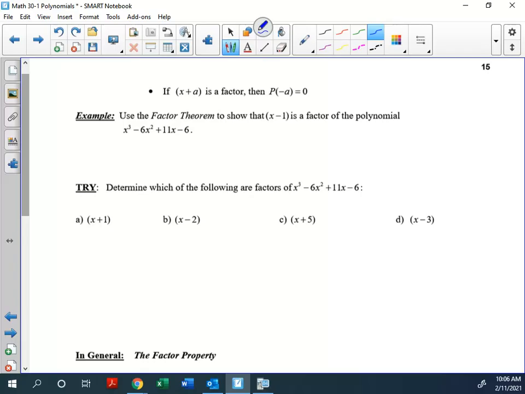So now we just use the factor theorem to show that a particular divisor is a factor. If the divisor is a factor, the remainder is equal to 0. All we're going to do is plug in the root of the divisor into my polynomial.